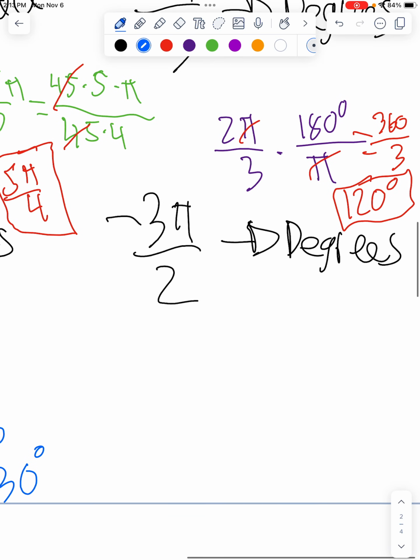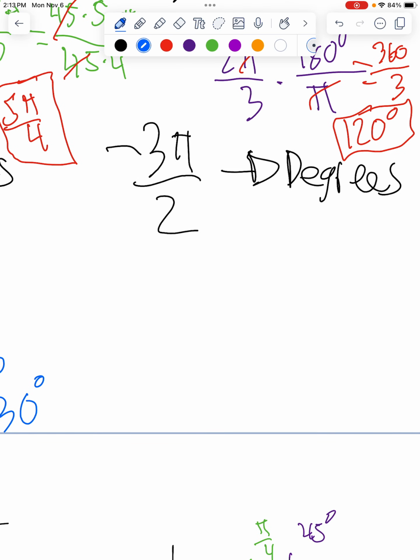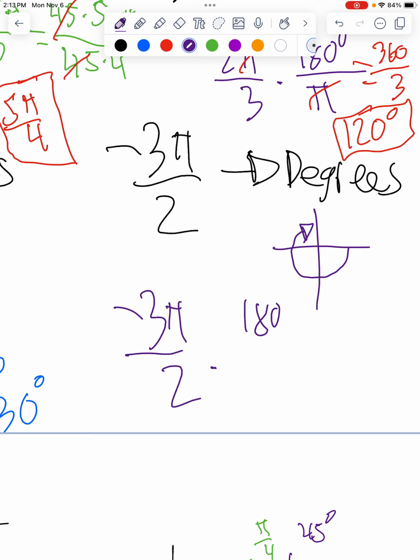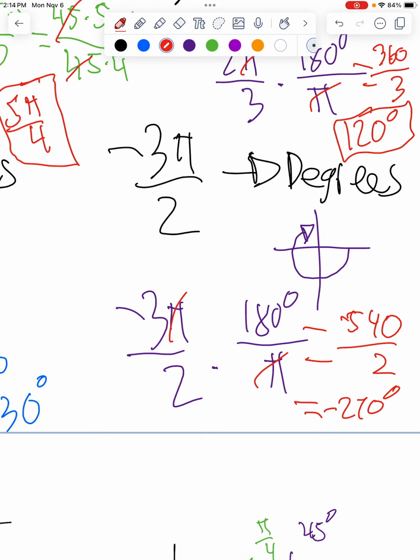Last one, again, we can go in the negative direction. That is absolutely okay. So again, if I was to draw it out, that would be like rotating something like this. I'm going to say negative 3 pi over 2 multiplied by 180 over pi. These cancel out. Negative 3 times 180 is negative 540 over 2. And then when you divide that by 2, you get negative 270 degrees.